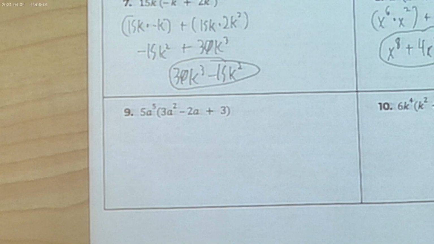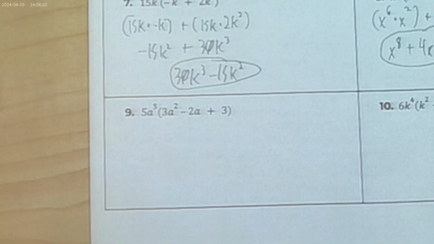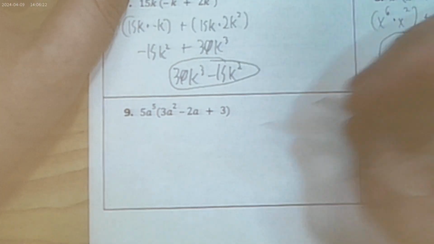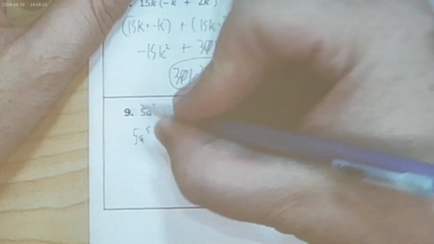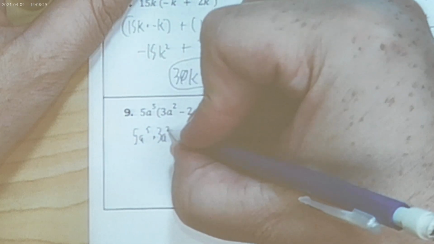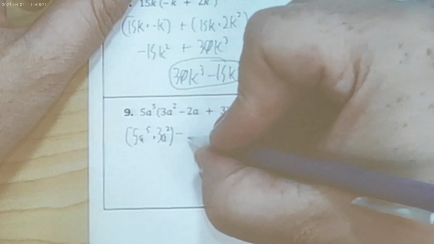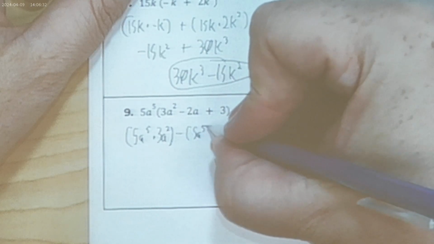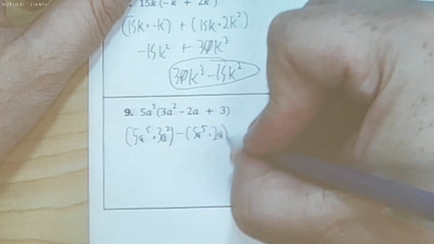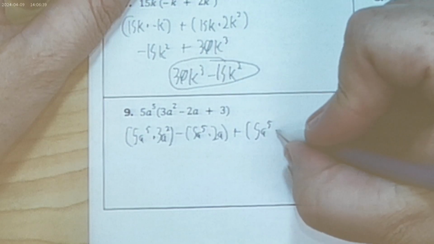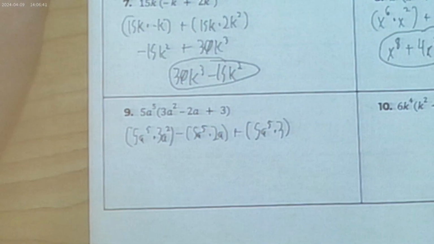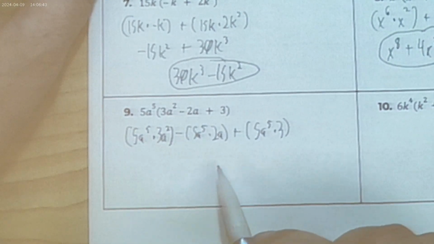Okay. It's starting to warm my heart whenever I see a problem written in standard form, because it means that I don't have to throw in the extra step. But, all right. So again, we're going to set up the distribution. So I've got 5a to the 5th times 3a squared minus 5a to the 5th times 2a plus 5a to the 5th times 3. All right. Let's see, 3a squared, 2a, 3.